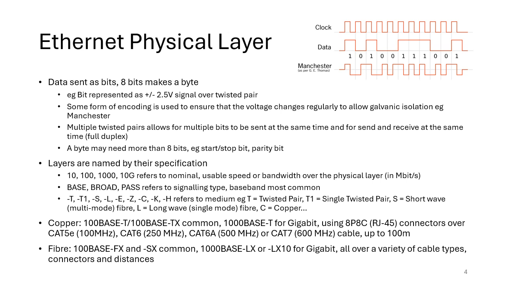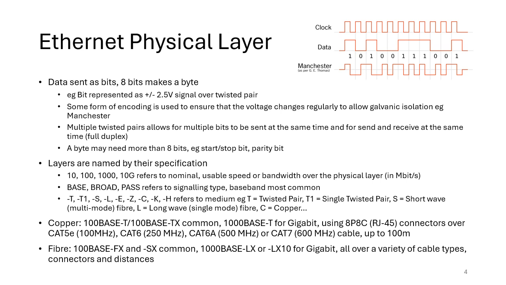Now, original Ethernet used a single coaxial cable, but with modern cables we use multiple twisted pairs to allow multiple bits to be sent at the same time. Also, with multiple cables we can send and receive at the same time as well, and this is referred to as full duplex. And on the network, the byte may need more than 8 bits. Typically we have a start bit, a stop bit, and a parity bit, so each group of 8 bits to make up a byte has an overhead of 3 additional bits for the actual network itself.